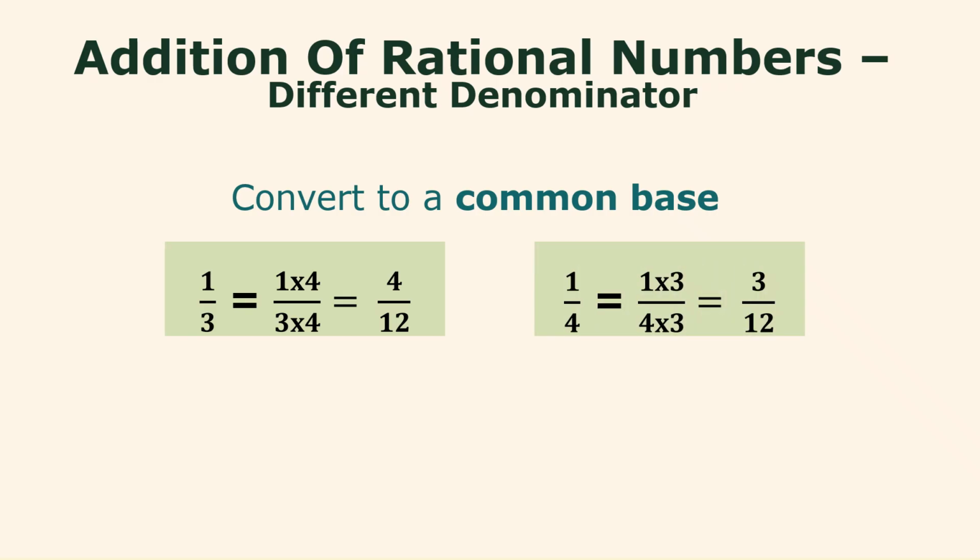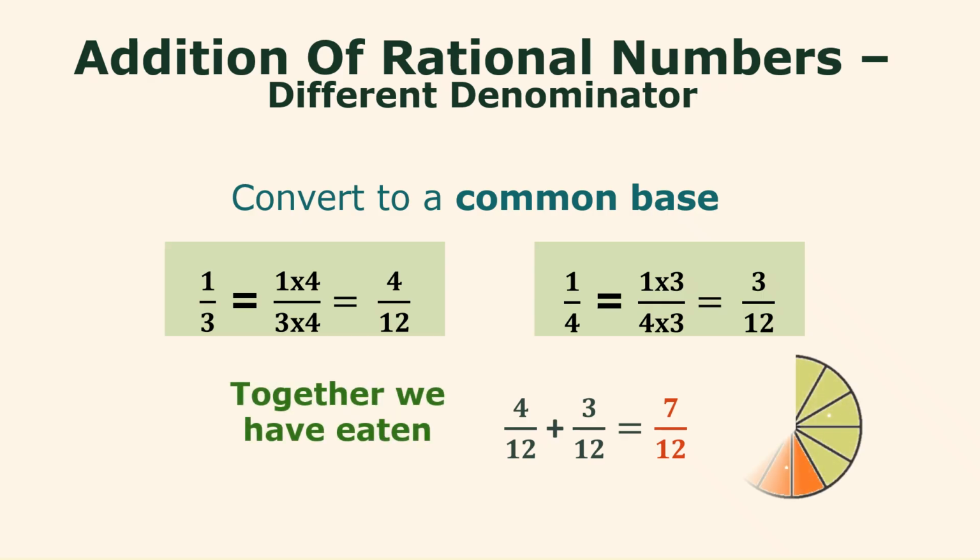Now we add both the rational numbers. 4/12 plus 3/12 gives us 7/12. So you have eaten 7/12 of the dosa together.